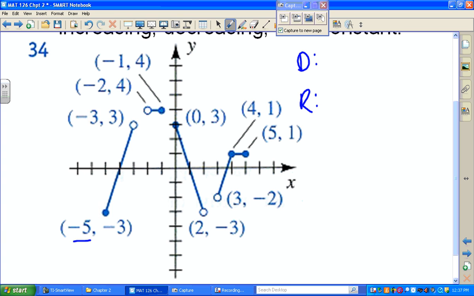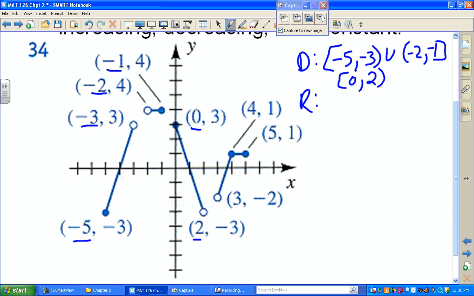I'm starting at -5. Going to run to -3 and stop. So -5 gets a bracket. -5 to -3. Union. -2 to -1 looks like the next interval. Parenthesis -2, -1 bracket. Then the next interval looks like from 0 to 2. These are nice. You can do this with the x values. 0 to 2 with the parenthesis.